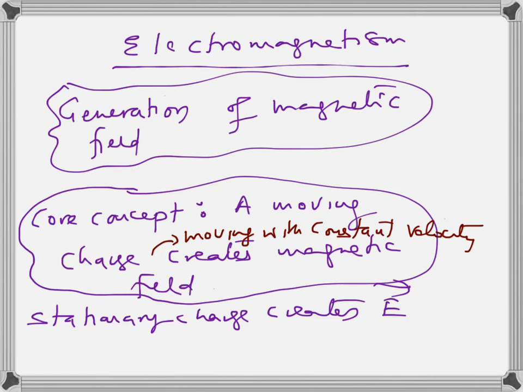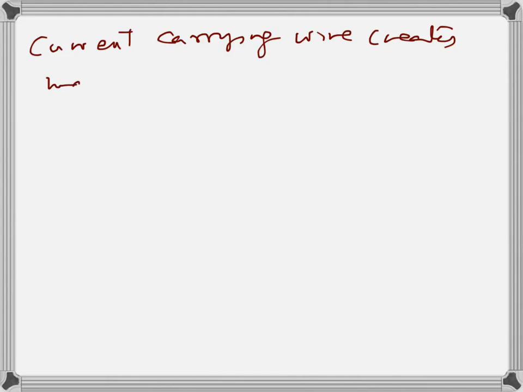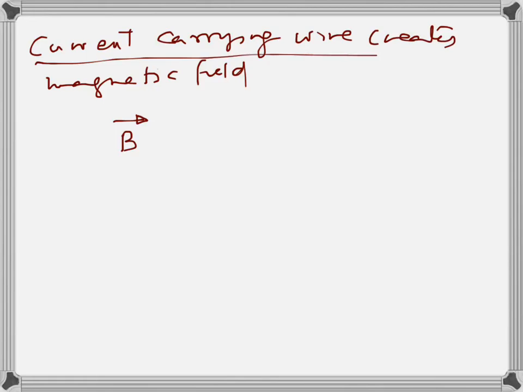You also have the other concept, which is that a current carrying wire creates magnetic field, because a current carrying wire is nothing but a collection of many moving charges. So I can go ahead and say current carrying wire creates magnetic field, and I use the symbol B to denote magnetic field with an arrow on the top, because field is a vector quantity.